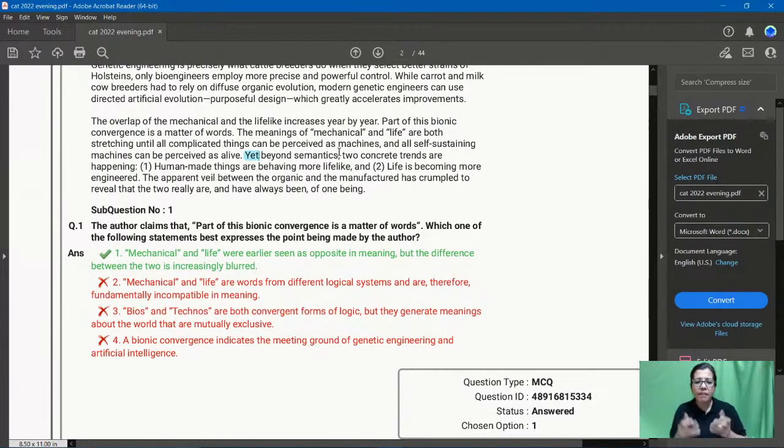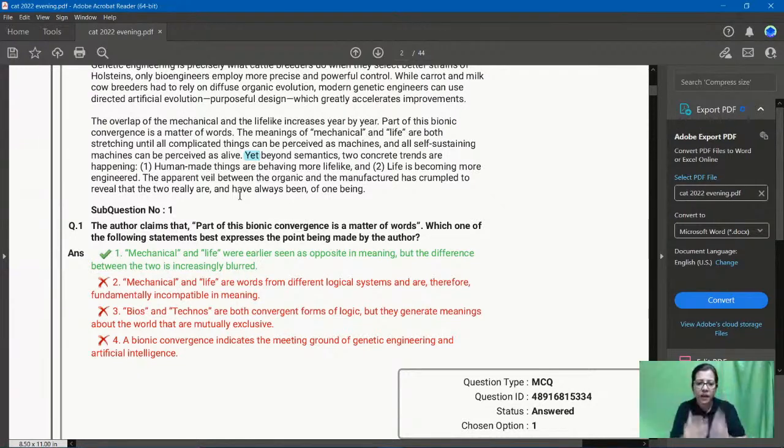तो यहाँ ऊपर बोला है it's a matter of words, ये दोनों का meanings अलग अलग दिखाने की कोशिश की जा रही है. Meanings of mechanical, ये इधर stretch हो रहा है, ये इधर stretch हो रहा है. Yet beyond semantics, right? So beyond the language part, two concrete trends are happening. What are the two concrete trends? Human made things are behaving more lifelike, robots are behaving more lifelike, life is becoming more engineered. So ये उसमें overlap, ये उसमें overlap, and there is some kind of blurriness over there.